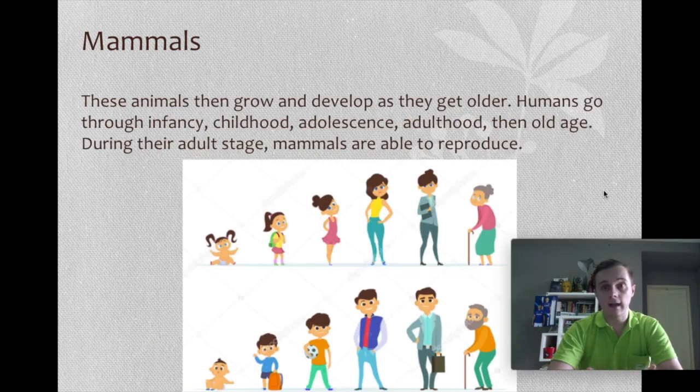Okay, so these animals grow and develop as they get older. Humans go through infancy, childhood, adolescence, adulthood, and then old age. And during the adult stage, mammals can reproduce. Similar life cycles for all species of mammals. They just grow and they change, but they do not completely change form like the frogs did or like the butterfly did. And again, similarly to the reptile and the bird, it grows and changes, but it doesn't change form.